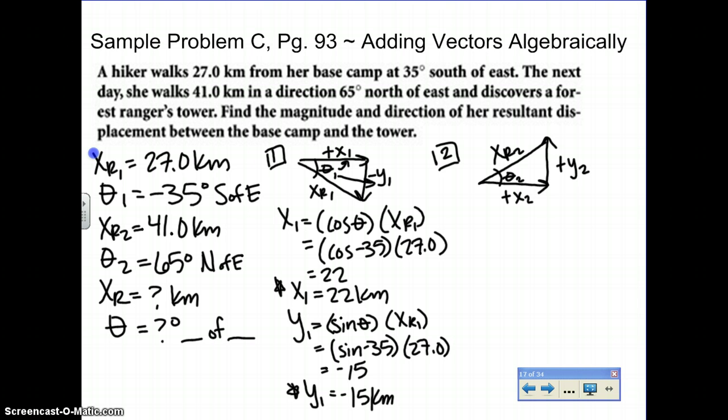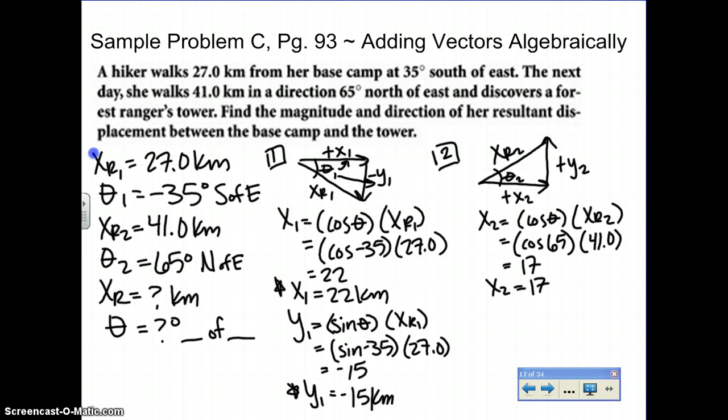Okay, let's move over here. Check out number 2, day 2, quote-unquote triangle. It's another bow tie. So x sub 2 is going to be cosine theta times R2, whereas cosine of 65 times 41.0 is going to give you 17. So x sub 2 is 17 kilometers.